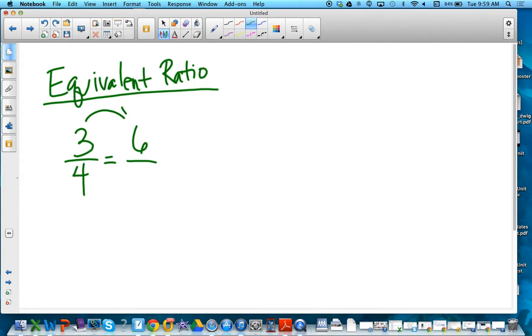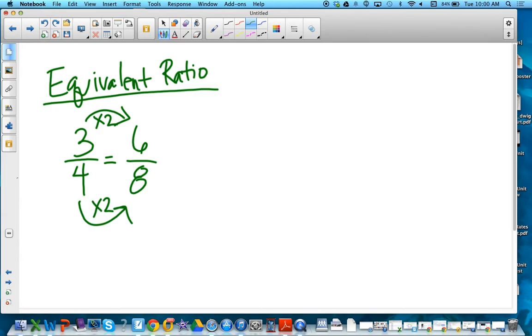Well, it's pretty easy to see that this is 3. You would have to do times 2 to get to 6. And if you do something to the bottom of a fraction, you're going to have to do that same thing to the top. You need to do the same thing. So 4 times 2 is going to be 8. So in my original example here, if I had 6 stars, and the ratio was 3 to 4, I would know that there are 8 circles.